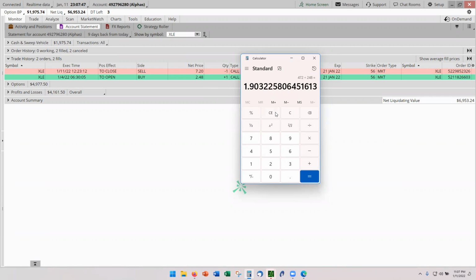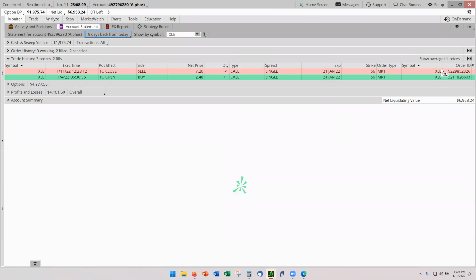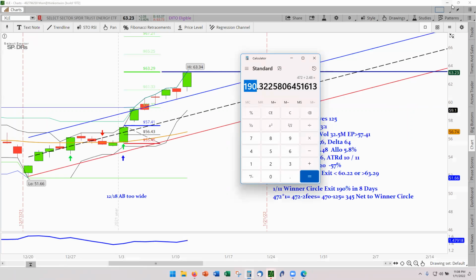Let's do that again because I got to use my percentage sign. So remember, 720, it's 100 shares for one contract in options, 248, the cost, leaving us a net of 472. Divide that by the 248 as a percentage, and we get, voila, 190%. All right, let's go look at the chart now and see what that's set up at.